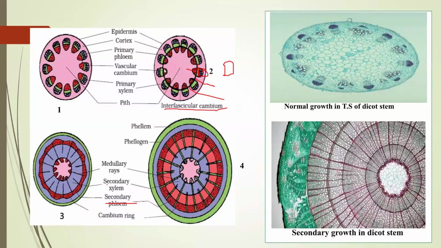So this will happen during the secondary growth. Intra means within the vascular bundle, that is, in between the xylem and phloem. Inter means between the vascular bundles. So the cambium present between the vascular bundles is called the intervascular cambium.